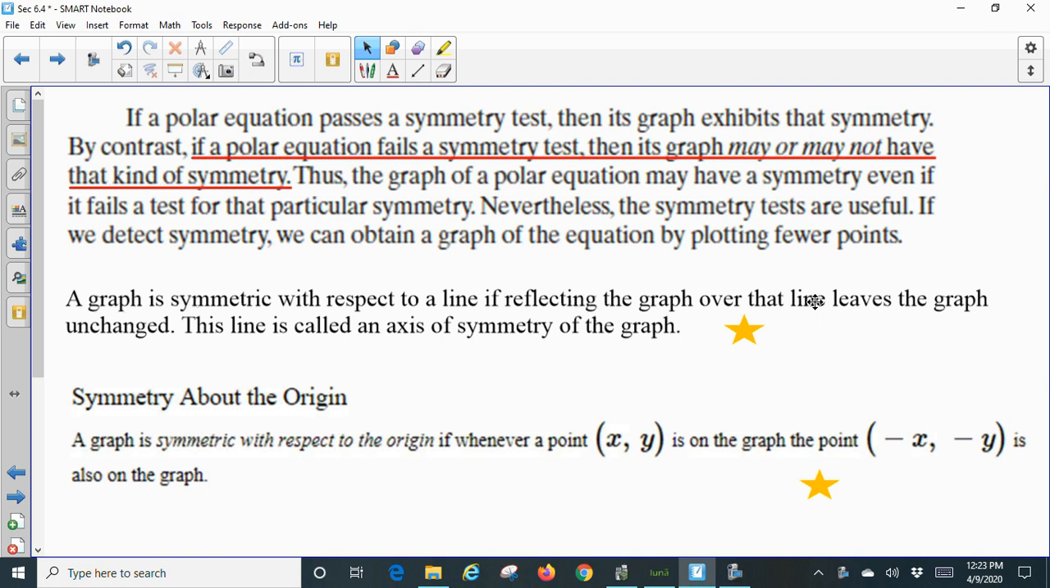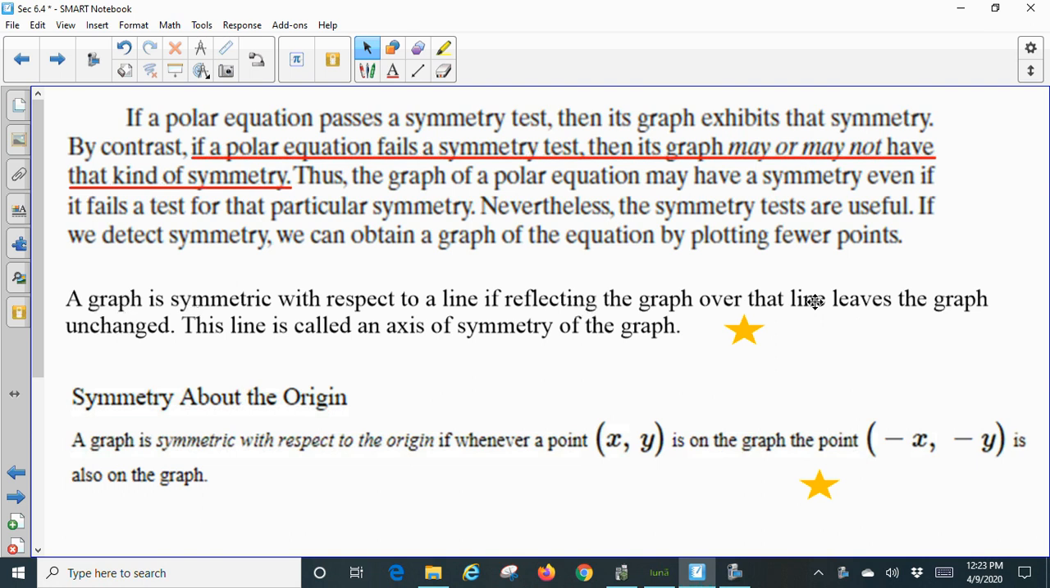If a polar equation passes a symmetry test, then the graph will exhibit that particular type of symmetry. If you remember symmetry, for every point you have on one side of the line or point, you'll have a matching point on the other side, and you can get multiple points from the same amount of work.